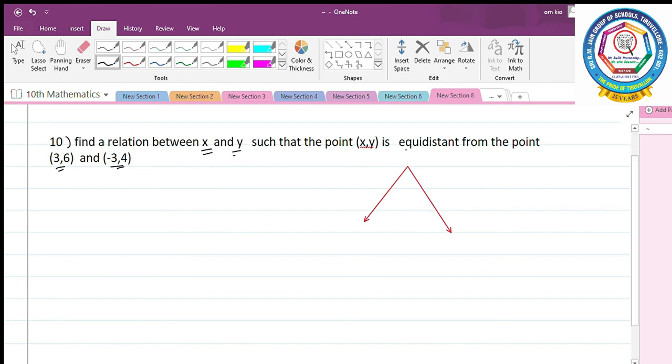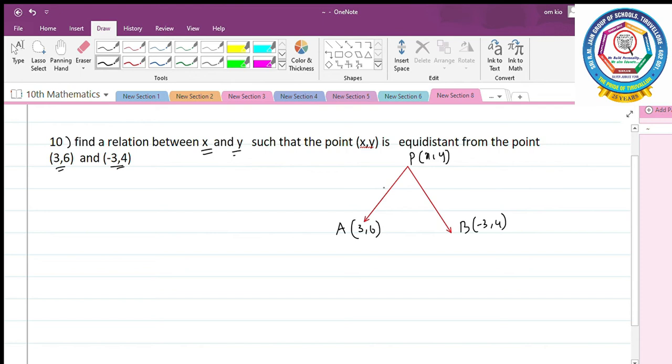So this is x comma y. So P of x comma y, then what is the coordinate? 3 comma 6. Here I am going to take A. Next, another coordinate is B of minus 3 comma 4. So what condition is given? P of x comma y is equidistant. Both distances are equal. So we have to find out the relationship between x and y.